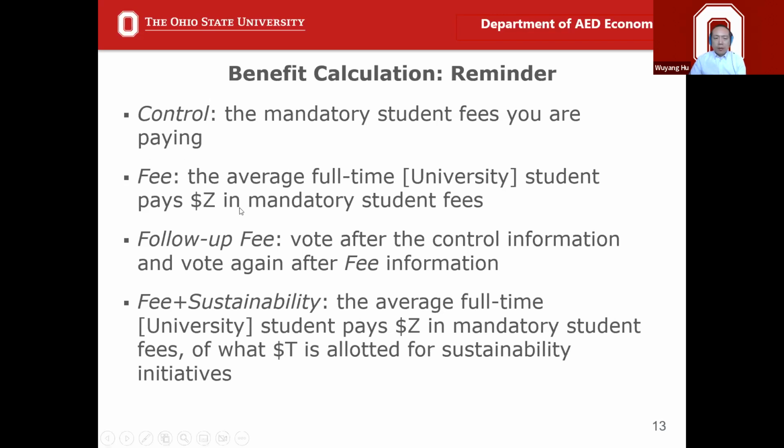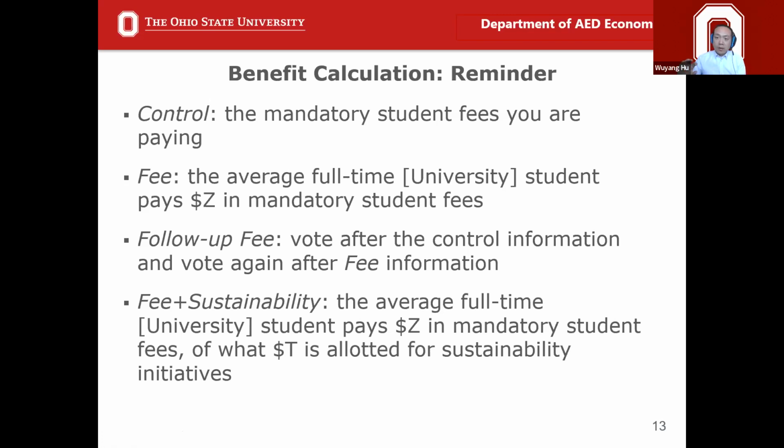The second treatment is we give students, our respondents, the specific number. The first control, we only tell them that they're already paying a fee. But the second treatment is we tell people the exact number they're paying according to different universities. The third treatment is in that treatment, students will see the first control information. They know they're paying a fee, and then they are reminded that they're paying a specific number.